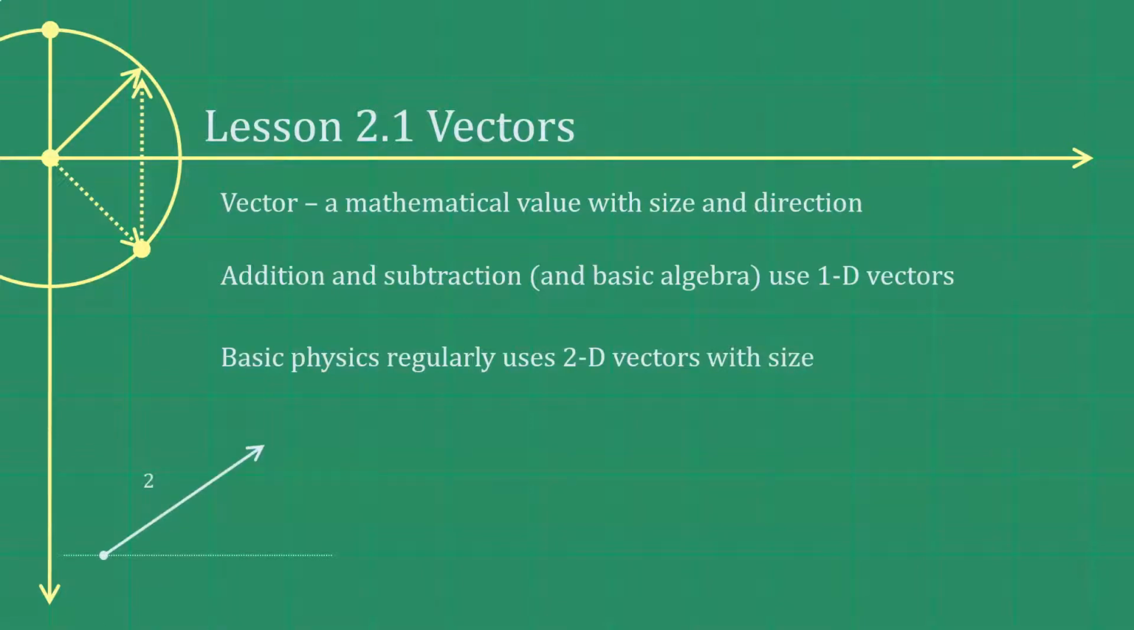In this case, the size of this vector, the magnitude, is 2. That 2 is always going to have a label to it. I need to know 2 what? What are my units? In this case, it's going to be 2 meters. So this is a displacement vector because it's measuring the change in position of an object.